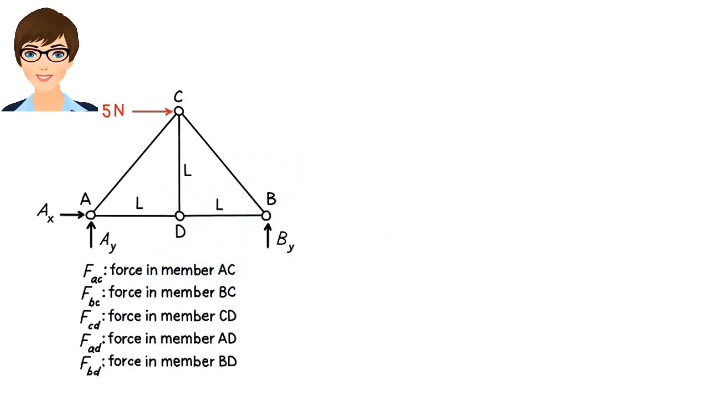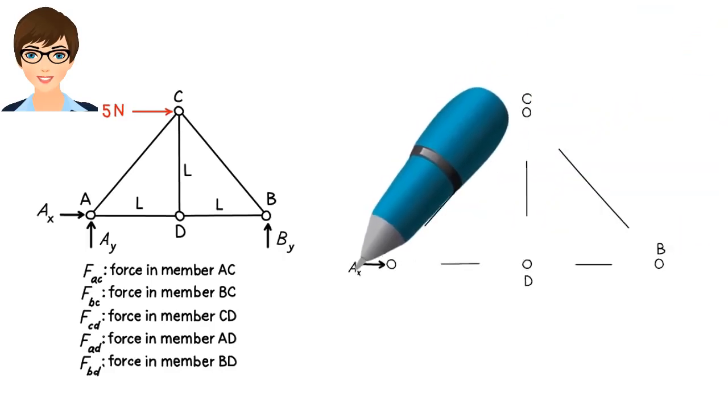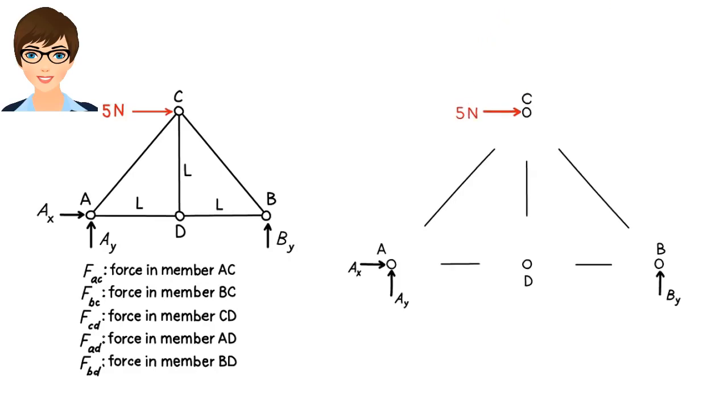Now, let's separate the members from the joints. That is, we divide the entire structure into 9 segments. There are 5 member segments and 4 joint segments. Let's look at the segment containing member AC. We know that the member carries an axial force, but we don't know the magnitude of the force. We also don't know if the force is compressive or tensile.